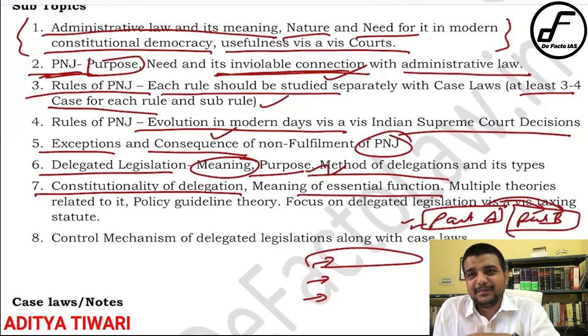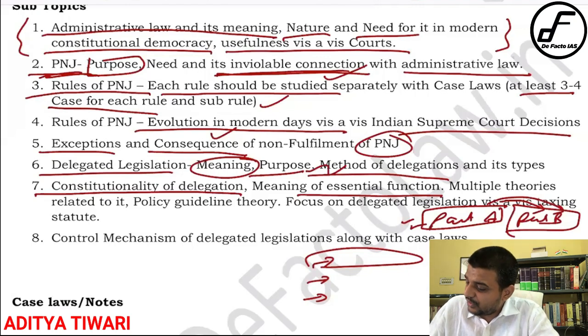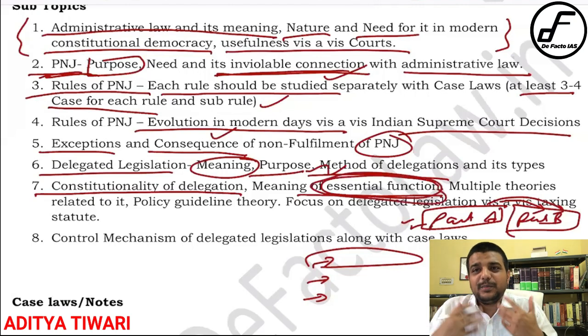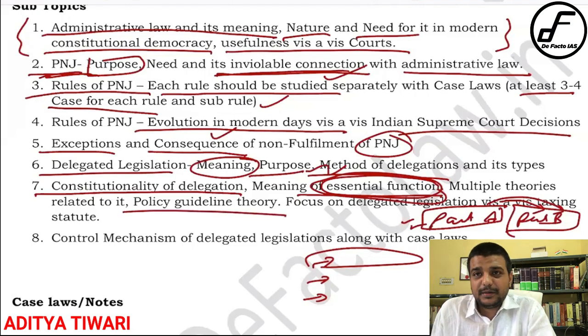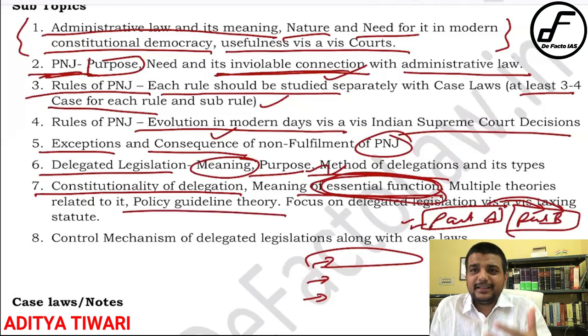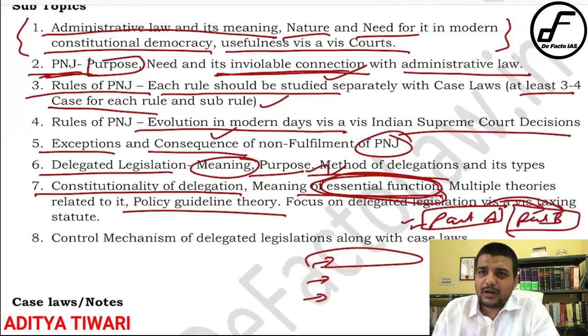Now, the whole of administrative law related to delegated legislation basically revolves around this word: essential function. That essential function cannot be delegated, okay? Then there is theory. One very important theory is basically the policy and guideline theory, right? It means whenever the legislature is delegating something, there must be some guideline within which that delegation will function. You cannot delegate unbridled power, right?